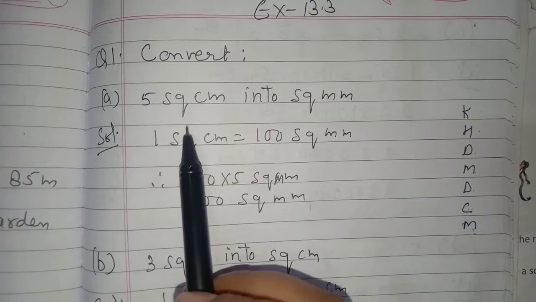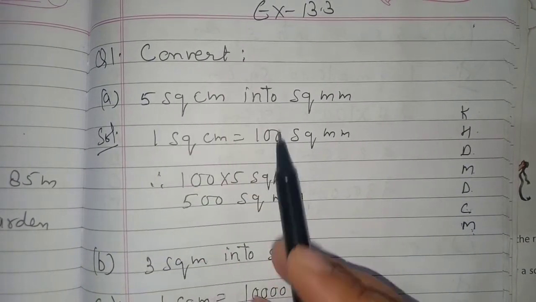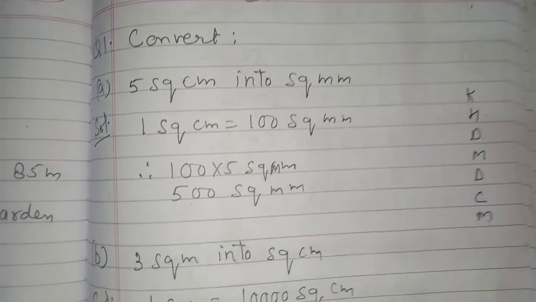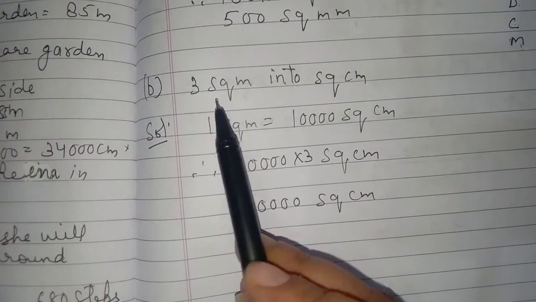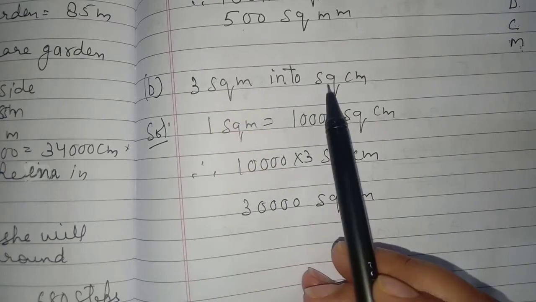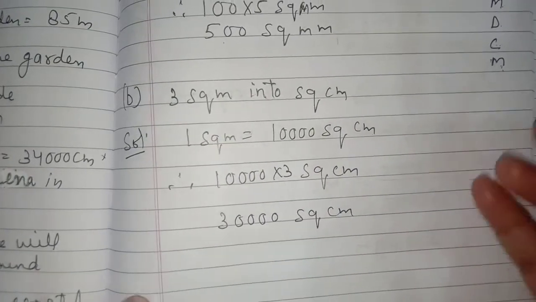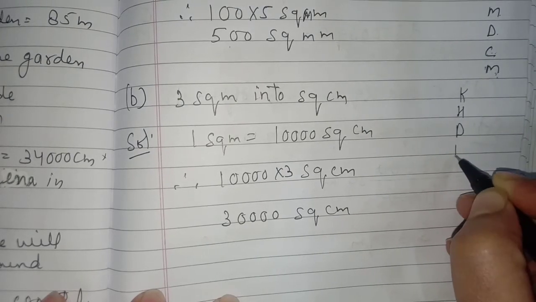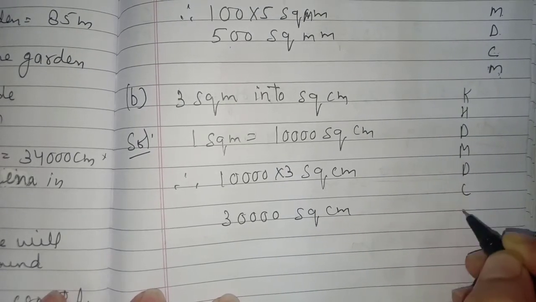It means we have to multiply 100 by 5 and we will get the answer, that is 500 square millimeter. Now in the second part, we have to convert 3 square meter into square centimeter. So if we use the formula, that is King Henry died, mother did not cry much.